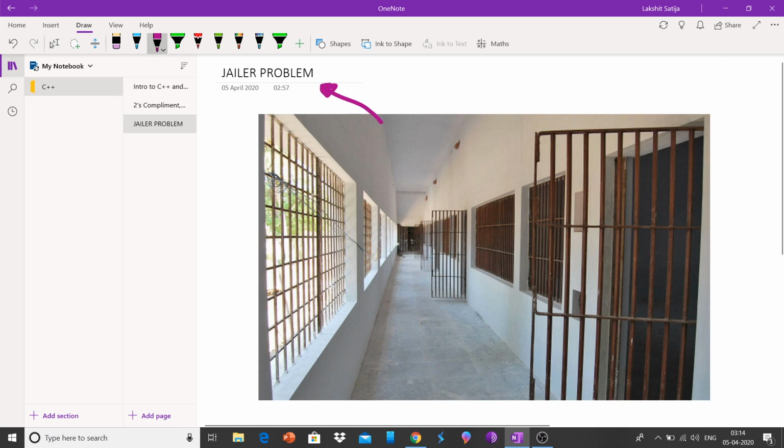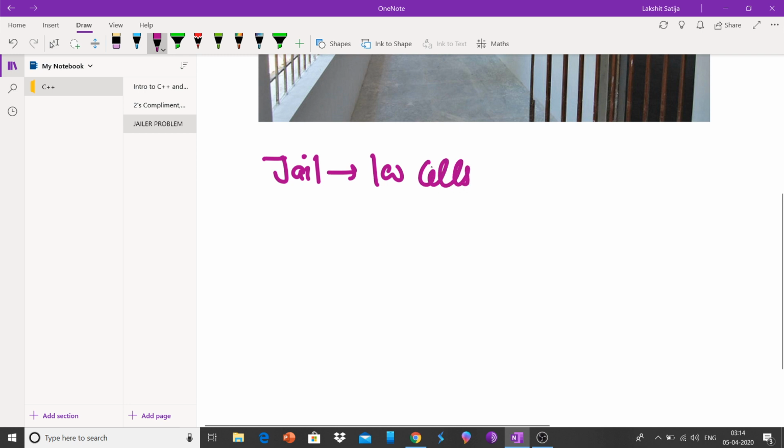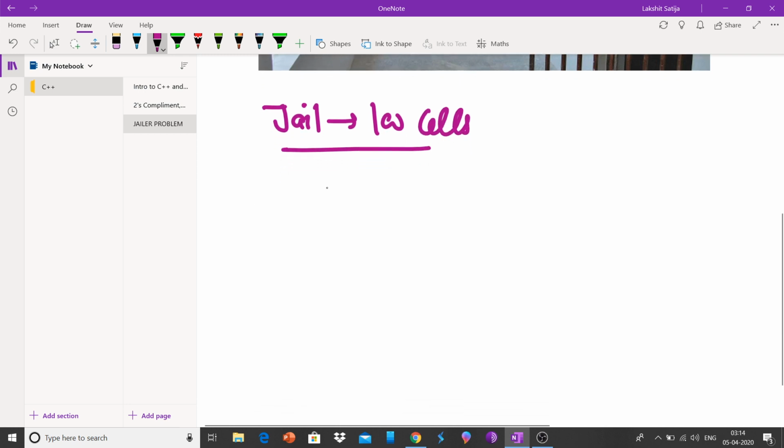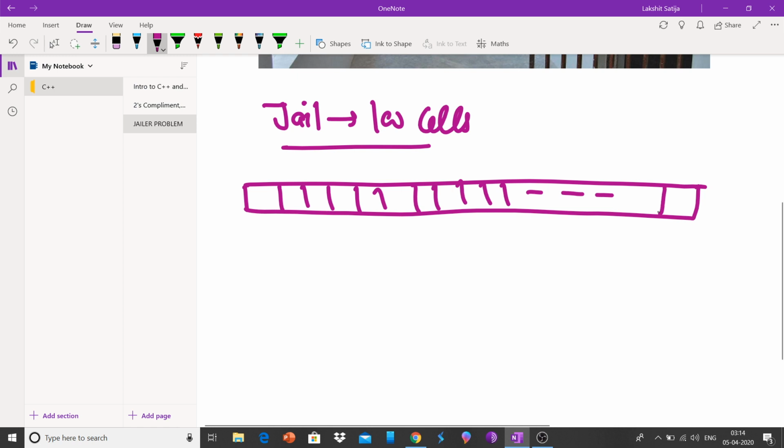Today we are going to discuss a very important concept through the jailer problem. So what is the jailer problem? In a city there is a jail in which there are 100 cells, and the cells are numbered from 1 to 100.